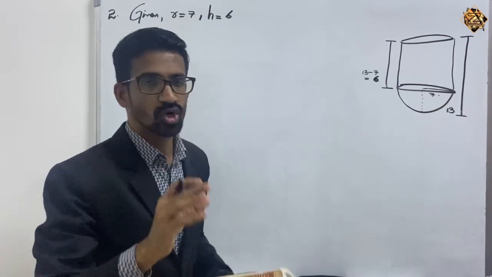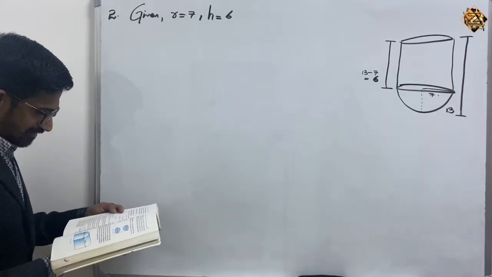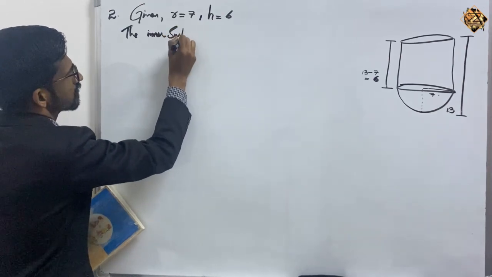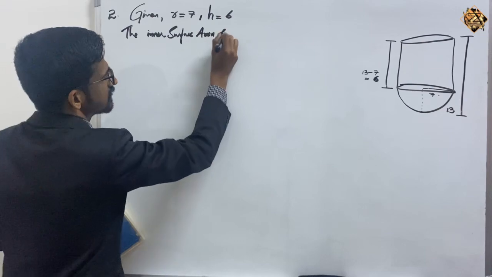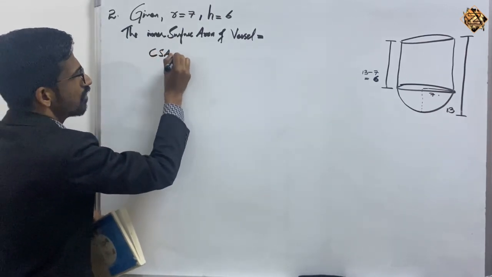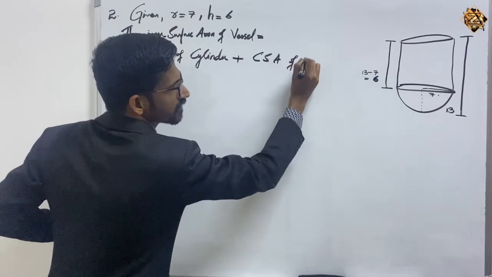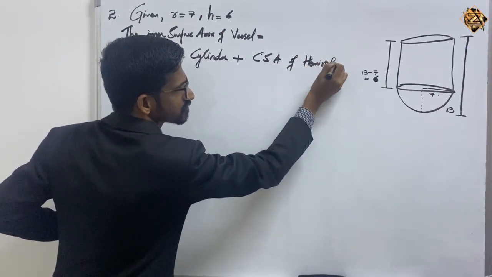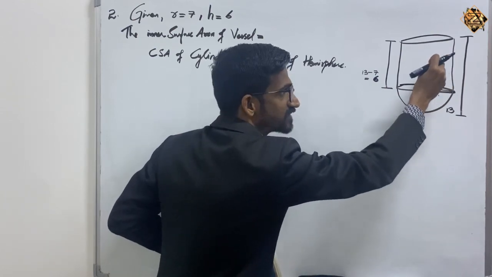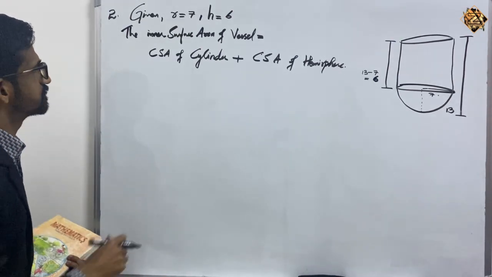Now we want to find the total inner surface area of the vessel, isn't it? That is the question. So therefore, the inner surface area of the vessel will be equal to CSA of cylinder plus CSA of hemisphere, isn't it? To get the total inner surface area of the vessel, we need to add the curved surface area of the cylinder plus the curved surface area of the hemisphere.